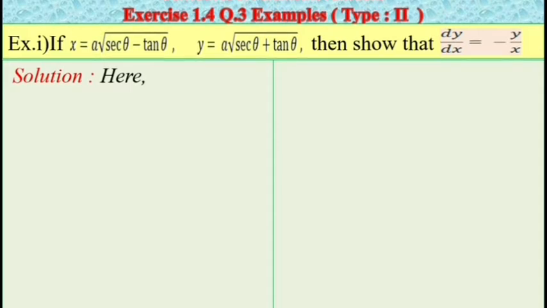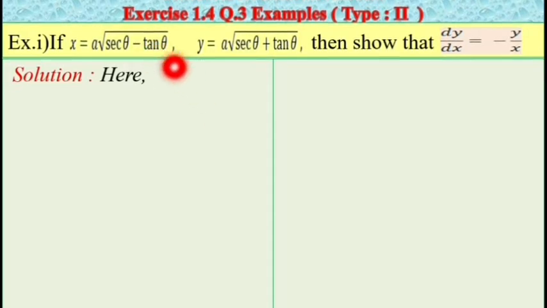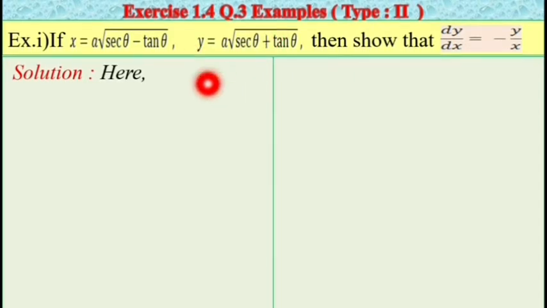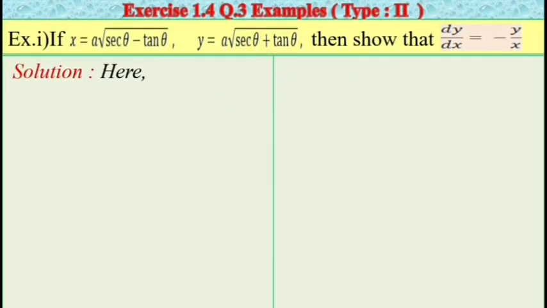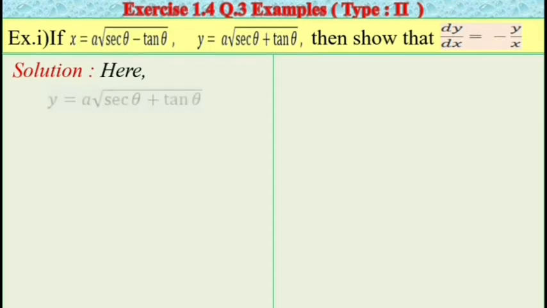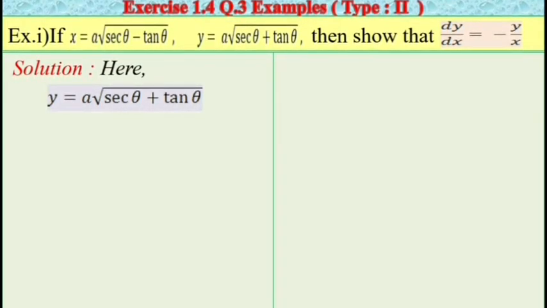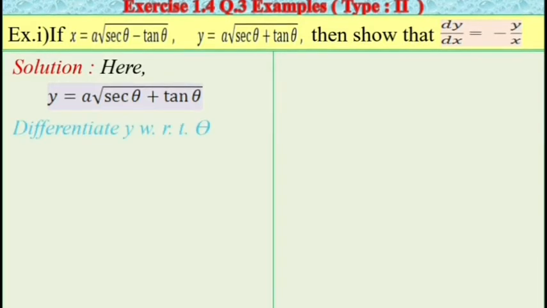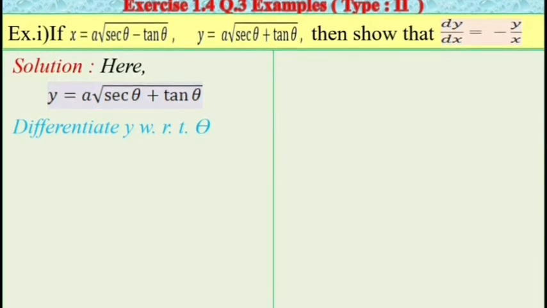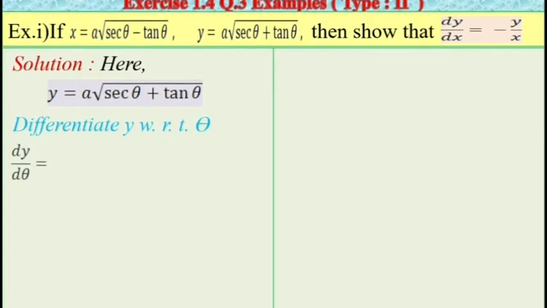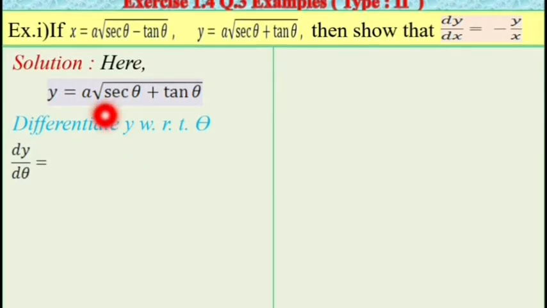There are two functions, x equal to f of theta and y equal to g of theta. Firstly take the second function, that is y equal to g of theta, and we have to take the derivative. That is y equal to a root of sec theta plus tan theta. Now we have to differentiate the given y with respect to theta.